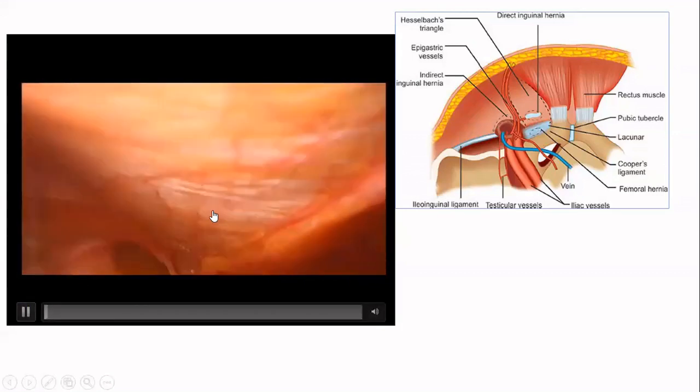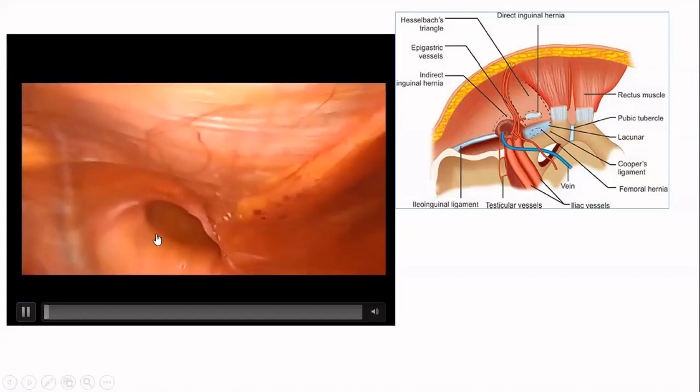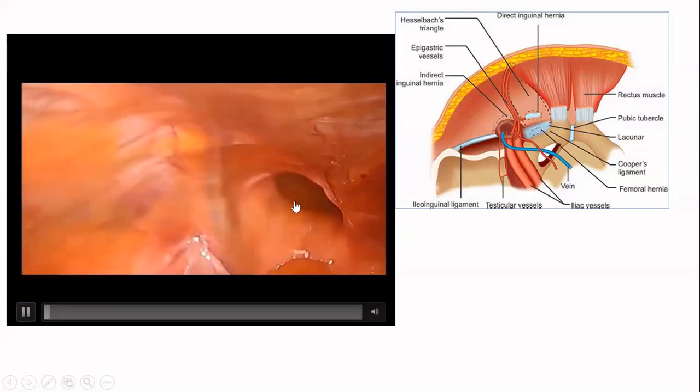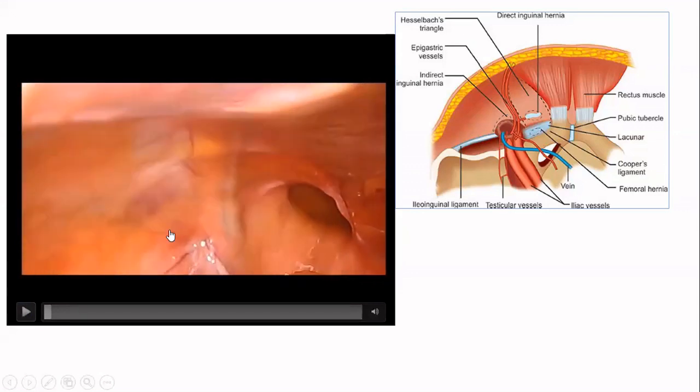That's a hernia that you see. It's a direct hernia, right? So it's coming through, medial to the inferior epigastric vessels.